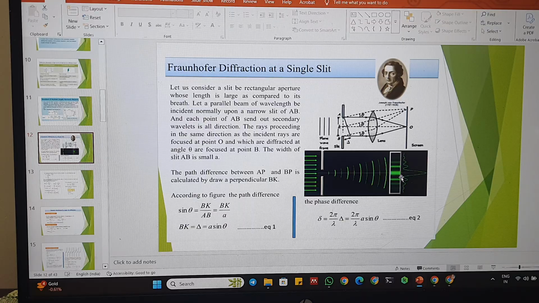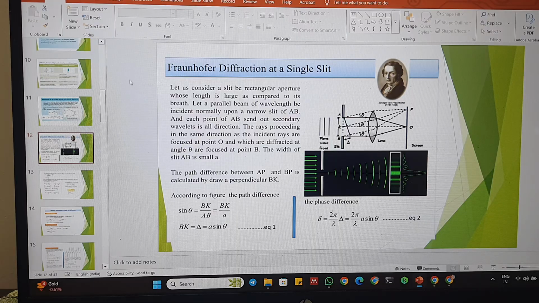It will be at infinite distance, and these geometrical shadow regions will happen by the diffraction pattern. The intensity of waves will appear according to the wavefronts.